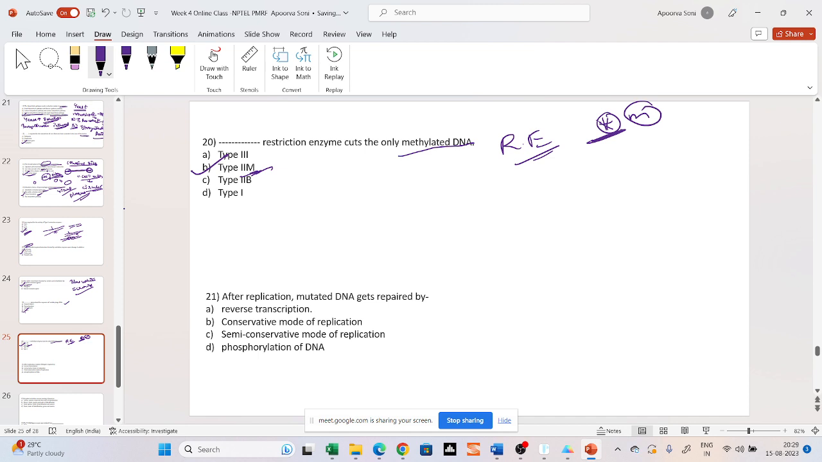Okay. Now after replication, mutated DNA is repaired by which mode of replication? So DNA has what mode of replication? DNA replicates by semi-conservative mode of replication. Semi-conservative. Yes. So the answer is, so even for the repair, it will use the mechanism by which it replicates. So it replicates by semi-conservative mode of replication.